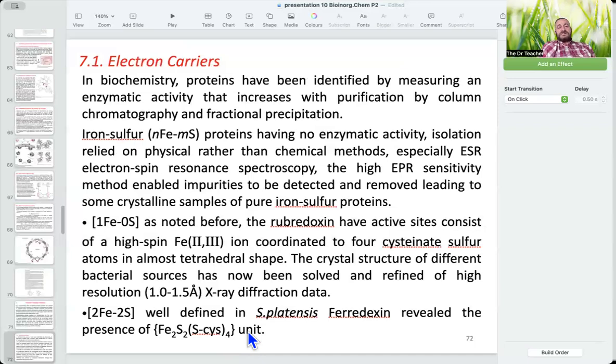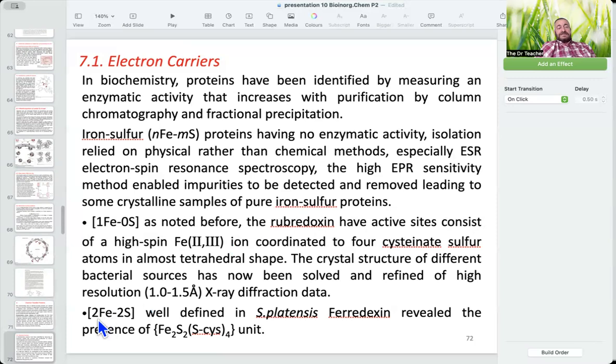So there are iron-sulfur proteins having no enzymatic activity, but then detected and removed, leading to some crystalline samples of pure iron-sulfur proteins. There is another type of 1 iron site noted before. The rubredoxins have an active site consisting of a high spin iron 2 or iron 3 ion coordinated to 4 cysteinate sulfur atoms in an almost tetrahedral shape. And so on.